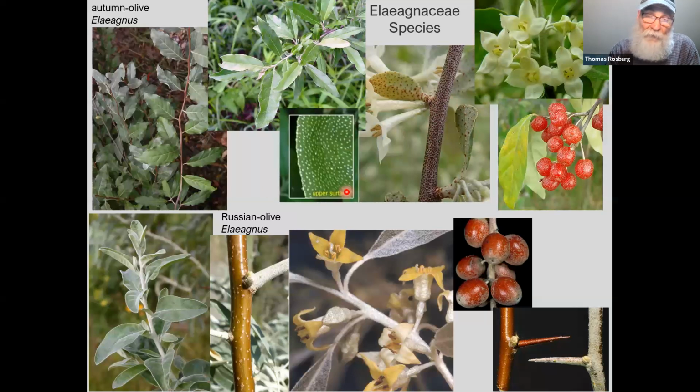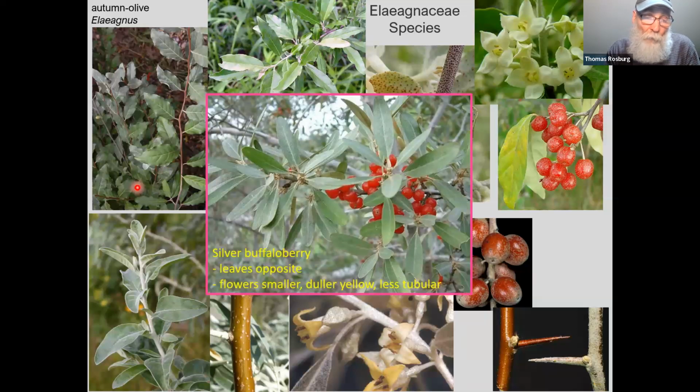Now there's a native species that looks a lot like Russian olive because it also is very silvery. That native species is silver buffalo berry, which is actually a threatened species in Iowa. So you surely would not want to be going out to Les Hills and cutting this down thinking you're cutting down Russian olive. It's pretty easy to tell silver buffalo berry apart from the olives, because in silver buffalo berry, the leaves are opposite. And these two species are alternate.